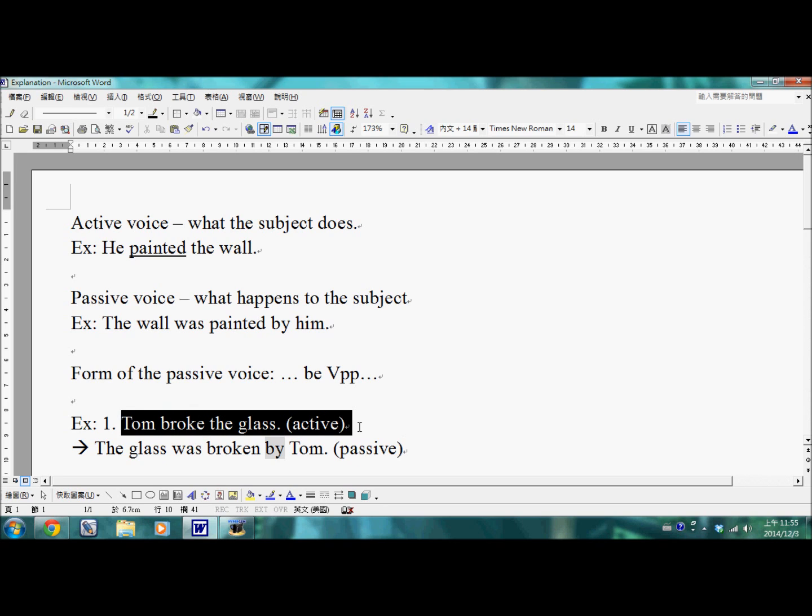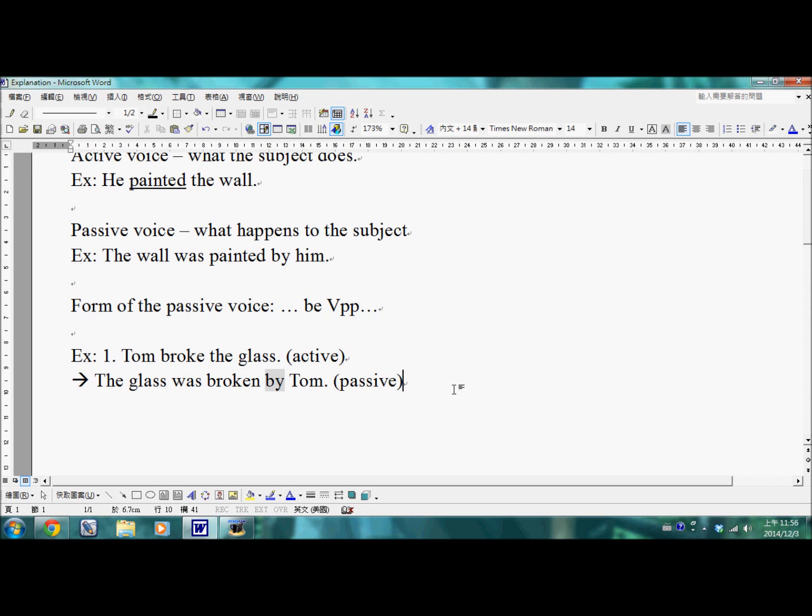In the first sentence, when it's written in an active voice, we want to know what the subject did to the glass, what Tom did to the glass. When we rewrite the sentence in the passive voice, we want to know what happened to the glass. It was broken by Tom. Let's look at the second example over here. All right.